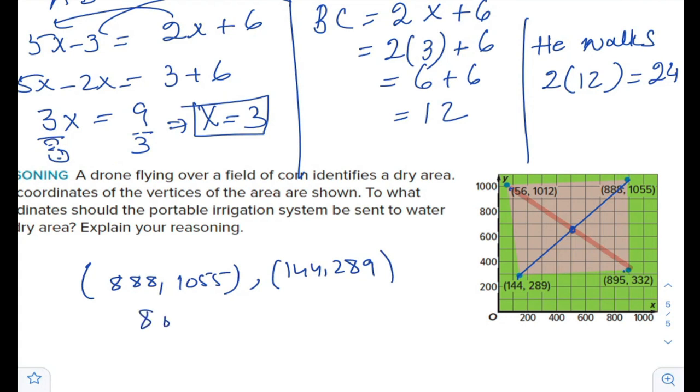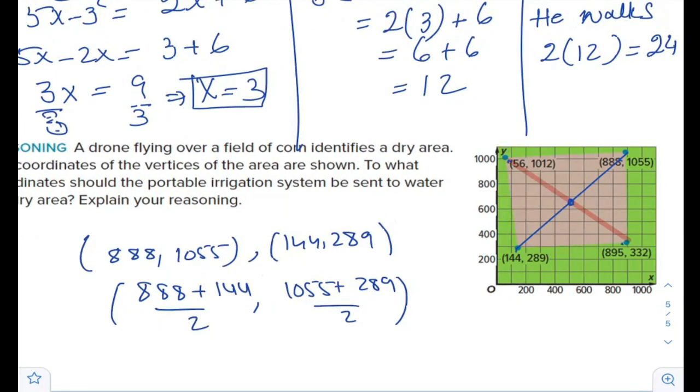And that means we are going to add 888 plus 144 divided by 2, and 1055 plus 289 also divided by 2. And it needs a calculator. 888 plus 144 divided by 2 is 516. The other one, 1055 plus 289 divided by 2, is 672. So if you check here, this will be 516 somewhere here, and 672 somewhere there. So approximately this is the correct answer.